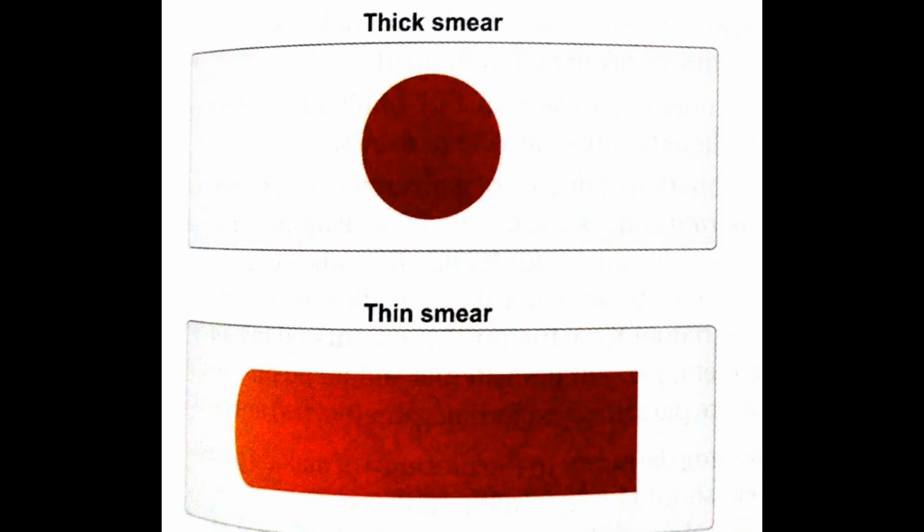The thick smear is used for detection of the parasite, while the thin smear is prepared, air dried, fixed with methanol and stained with Giemsa stain or Leishman stain. The thin smear is used for definitive identification of the parasite species. For comparison of thick and thin smear, the thick smear is more sensitive as it allows examination of a relatively large amount of blood. So, thick smear is more sensitive than thin smear for detection of malaria.